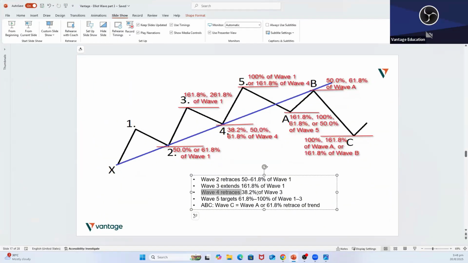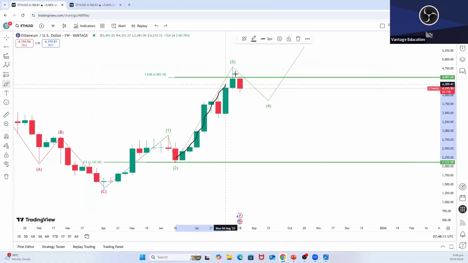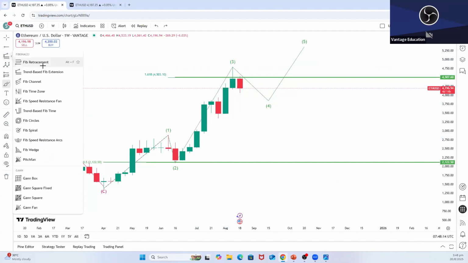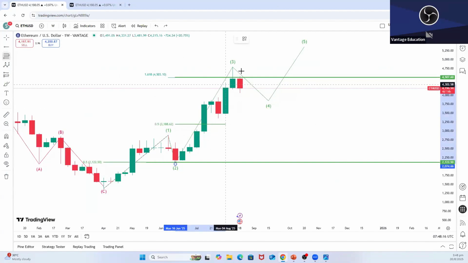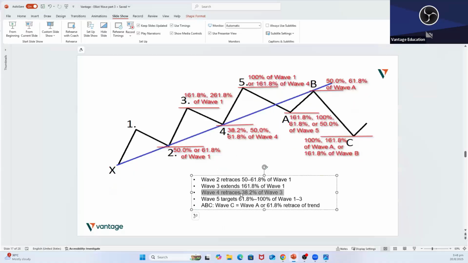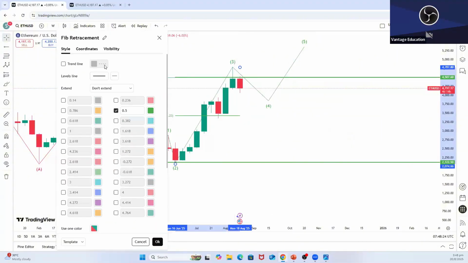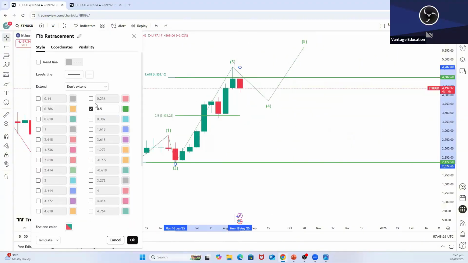Now wave 4 retraces 38.2 of wave 3. This part here is wave 3. I now need to take the start of wave 3 and the end of wave 3 and pull out 38.2. To be fair, that is the common level, but sometimes wave 4 ends at 23.6, 38.2, or 50%. It doesn't always end at 38.2. It's just that 38.2 is the most common level.